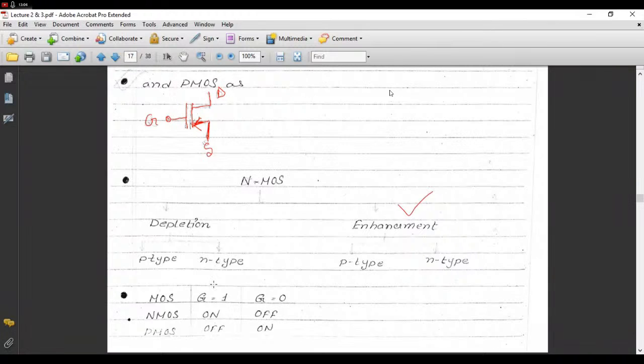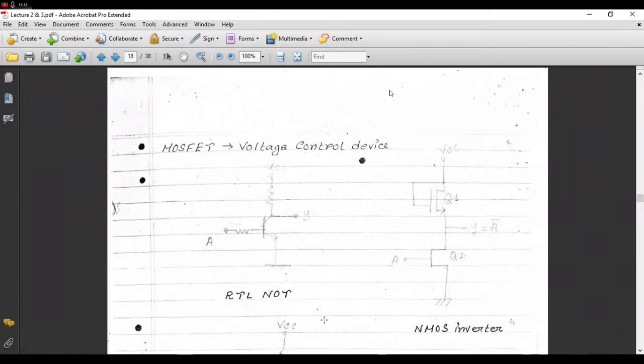NMOS turns on when gate voltage is 1 and PMOS turns on when gate voltage is 0. So we are going to see how an RTL NOT gate can be represented with only NMOS.